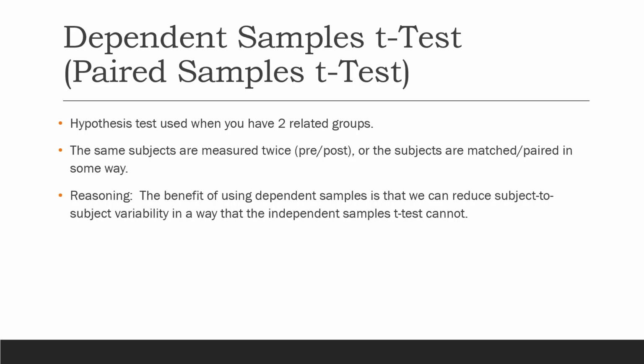In either design, the benefit of using the dependent samples is that we can reduce subject-to-subject variability in a way that the independent samples t-test cannot. So when we know that we have dependent samples, we should never, ever, ever decide to use the independent samples t-test. It is not valid for those types of problems or research scenarios.